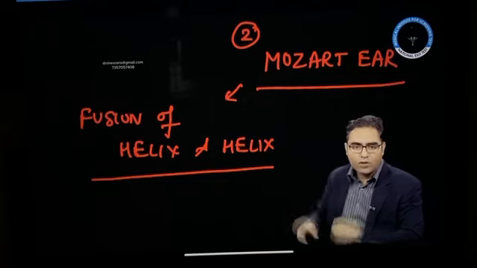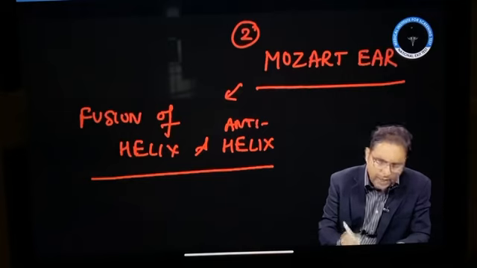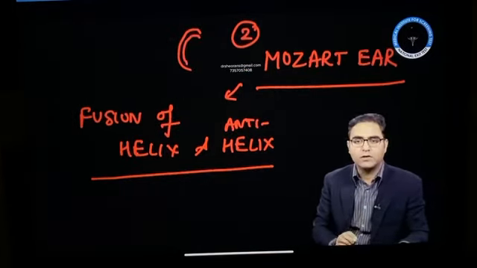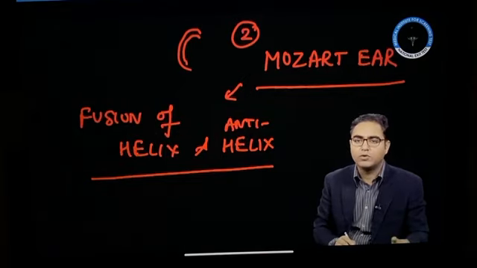So it is actually fusion of helix and anti-helix. They get fused and become parallel lines, very parallel line kind of thing. Fusion of helix and anti-helix is called Mozart ear. So let's quickly revise.